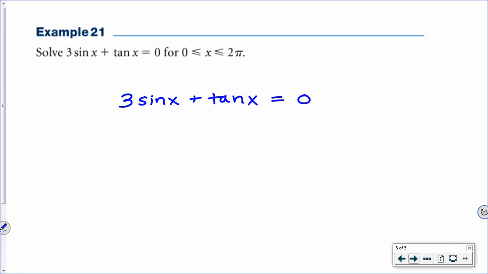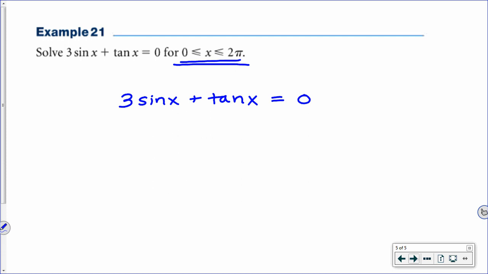Later on, when we learn identities to substitute, there is no way I could substitute something in place of one of these to make this a solvable equation. So we have to use a calculator to solve this. And because it's a complicated equation that I can't simplify, a graphing approach is going to be best. It's looking for all of the solutions for x between 0 and 2 pi.